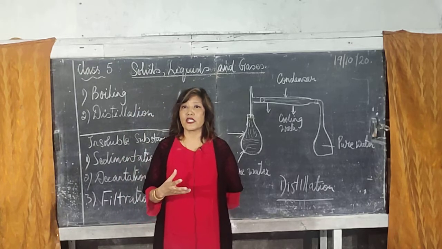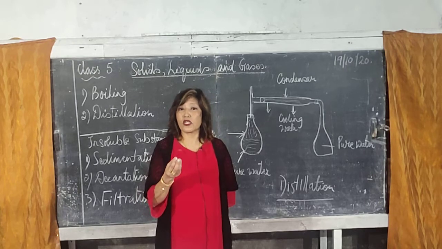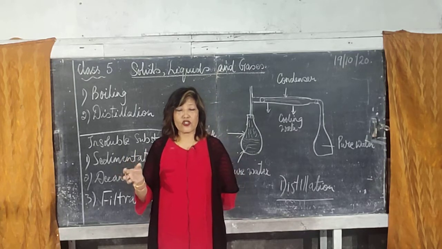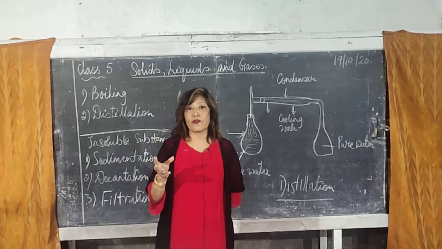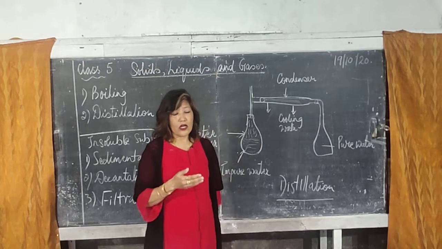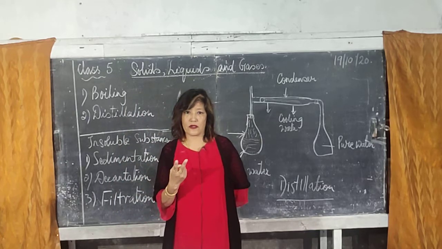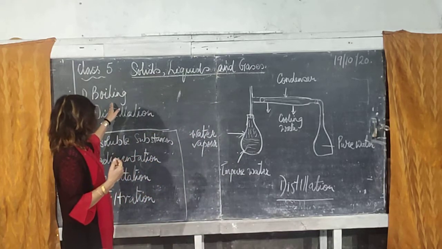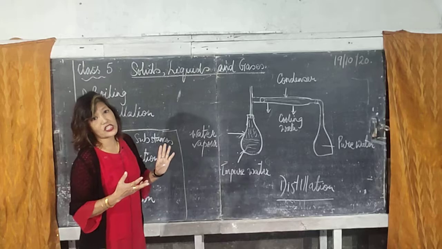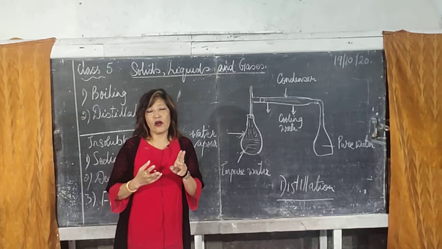So how can you separate the solutions where the solute and the solvent? Now you know what is solute and what is solvent. When solute and solvent get mixed, they will form a solution. So from the solution, how are you going to separate the soluble substances from a liquid? To separate the soluble substances from the liquid, actually there are two methods. One method is boiling and the other method is distillation. Boiling and distillation, these are the two methods which will separate soluble substances from a liquid.